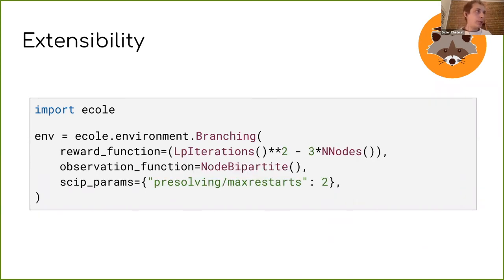It's quite extensible. You can change a lot of things. So the reward function, for example, we have some basic arithmetic on it. So maybe you want to optimize instead, say, the square of the nodes. For example, you could easily do that. You can select which observation function you want. Those solvers, they come with a lot of hyperparameters. You can change them as well.